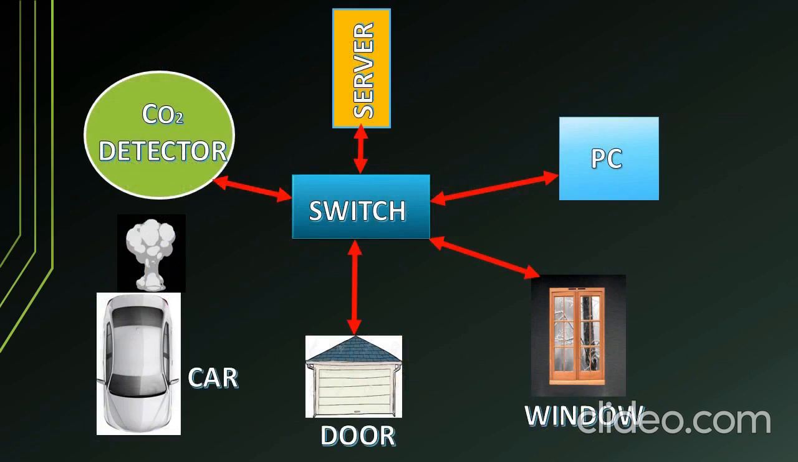Here is the block diagram of the system. Here there is a server, PC, window and door of the garage, switch and CO2 detector. The server is used to connect the components with the web. The PC is used for controlling the components. The switch is used to connect all the components with the server.